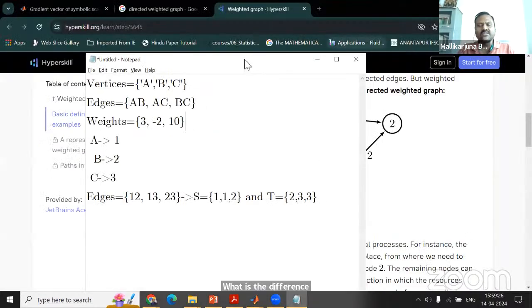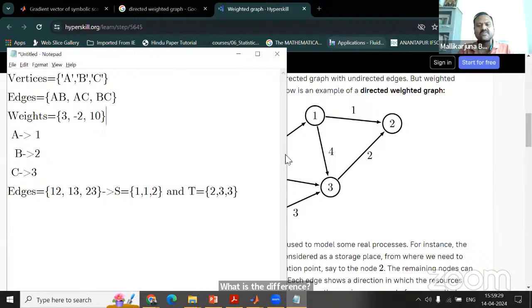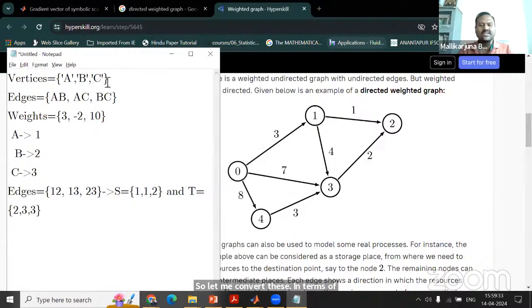So let me convert these. What are the vertices? 0, 1, 2, 3, 4, right? But I will replace these vertices with 1, 2, 3, 4, 5 because 0 is not possible here.